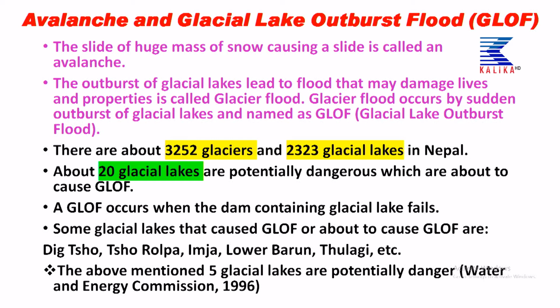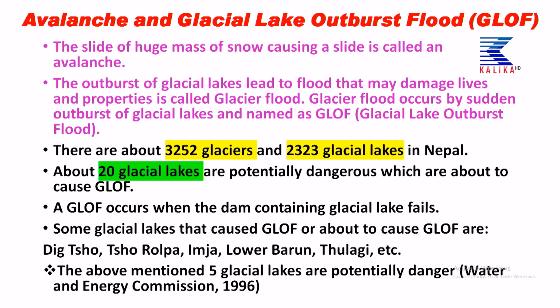There are about 3,252 glaciers and 2,323 glacial lakes in Nepal. So how many glaciers have been reported till now? 3,252. How many glacial lakes? 2,323. 23 is easier to remember, right? Good. About 20 glacial lakes are potentially dangerous, which are about to cause GLOF.